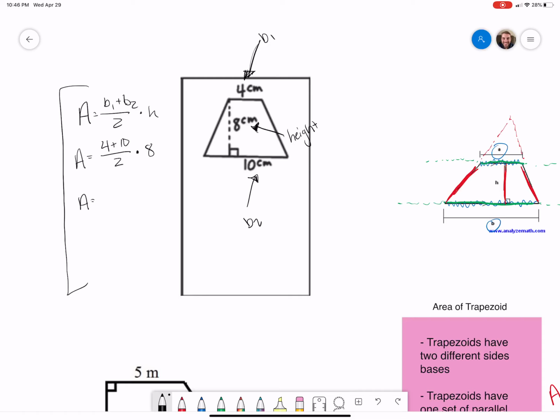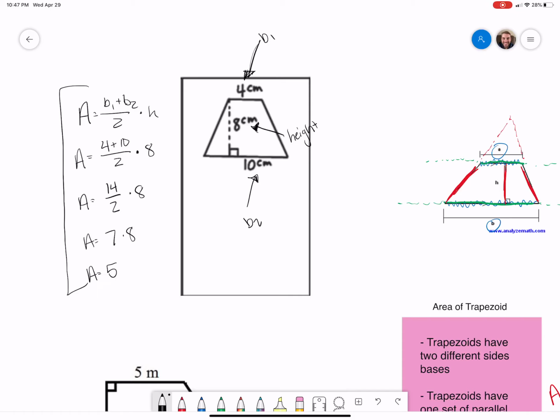I'm going to add the bases together like I mentioned before. So 4 plus 10 is 14. So 14 divided by 2, multiplied by 8. What's 14 divided by 2? Good job, kiddos. It's 7. So then 7 times 8. Okay, what's 7 times 8?